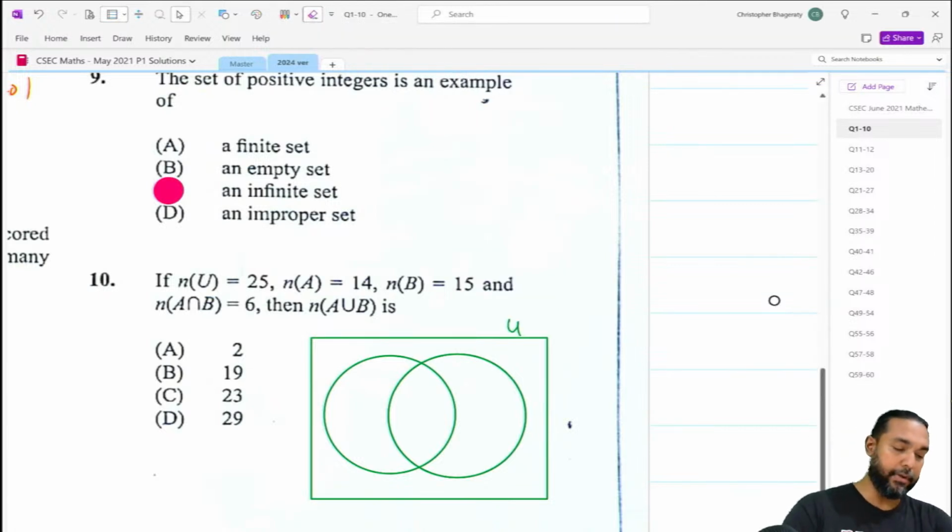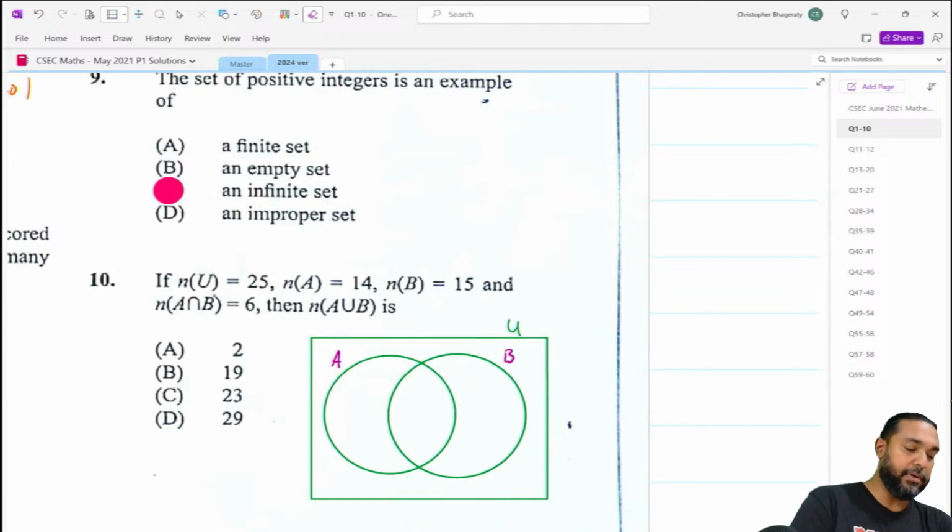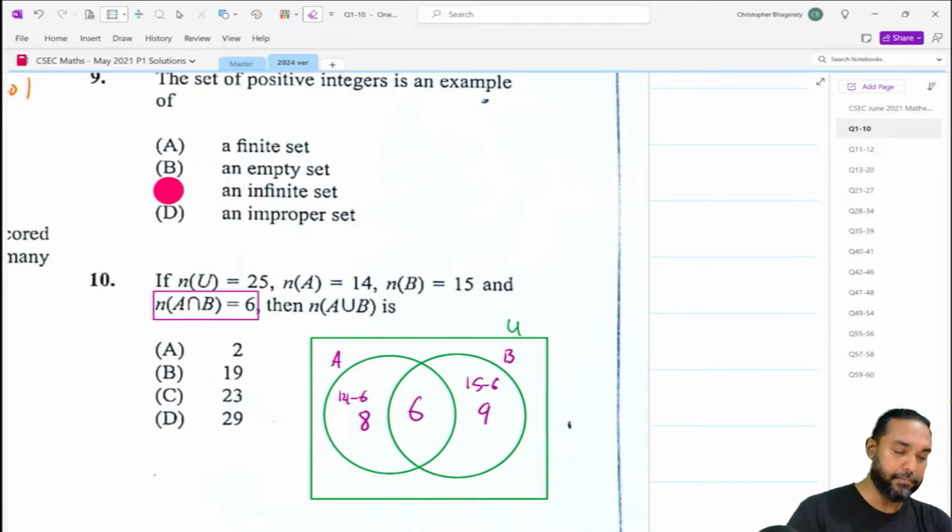Shazina, how you doing? All right. So I have set A here and I have set B here. Now, the number in the intersection, that is the key right there. It's 6. So the whole of set A has how many? 14. If 6 of them are already here, the remainder across here will be 14 minus 6, which is 8. If the whole of B has 15, and you already have 6 in the intersection, then here would be 15 minus 6, which is equal to 9.